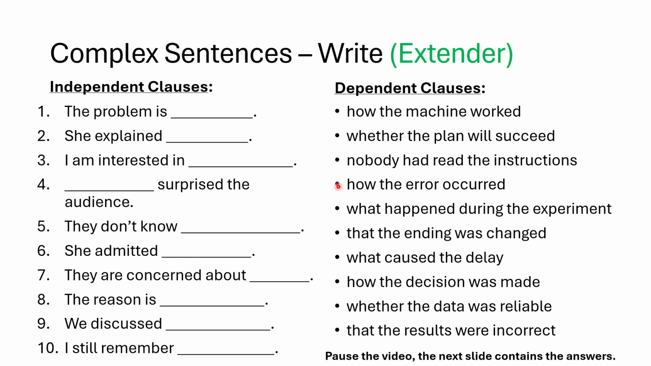How the error occurred. What happened during the experiment? That the ending was changed. What caused the delay? How the decision was made. Whether the data was reliable. That the results were incorrect. Pause the video. The next slide contains the answers.